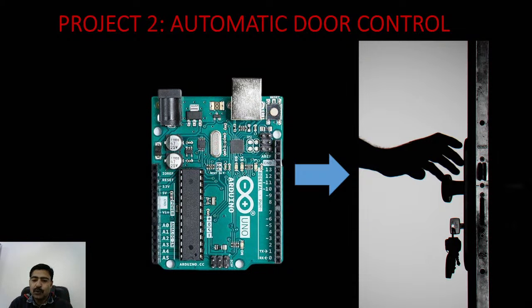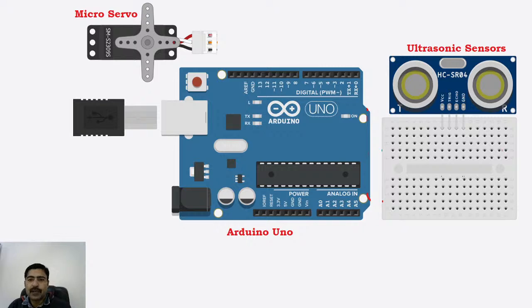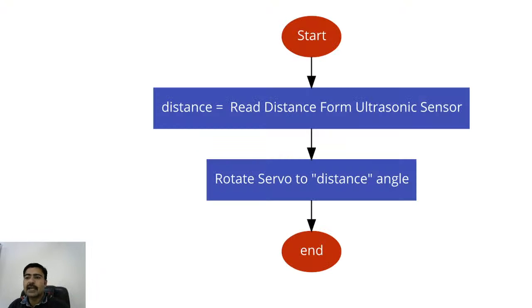So you need to use these components: one micro servo motor and one ultrasonic sensor with Arduino. Programming will be quite simple. The only thing is, based on the distance sensed by the ultrasonic sensor, you will be actuating your servo motor angle: 0, 30, 45, 90, 120, 180 degrees. So this will be the flow chart.